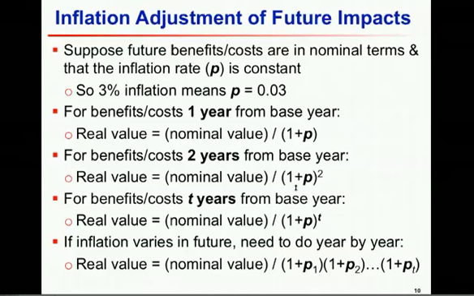So in that case, you actually have to do the real value is equal to the nominal value divided by 1 plus P1, where P1 is inflation in the first year, times 1 plus P2, where P2 is inflation in the second year, etc. All of those 1 plus P1s, 1 plus P2s, etc. in the denominator. So for each year, you're dividing by 1 plus the inflation rate for that year.